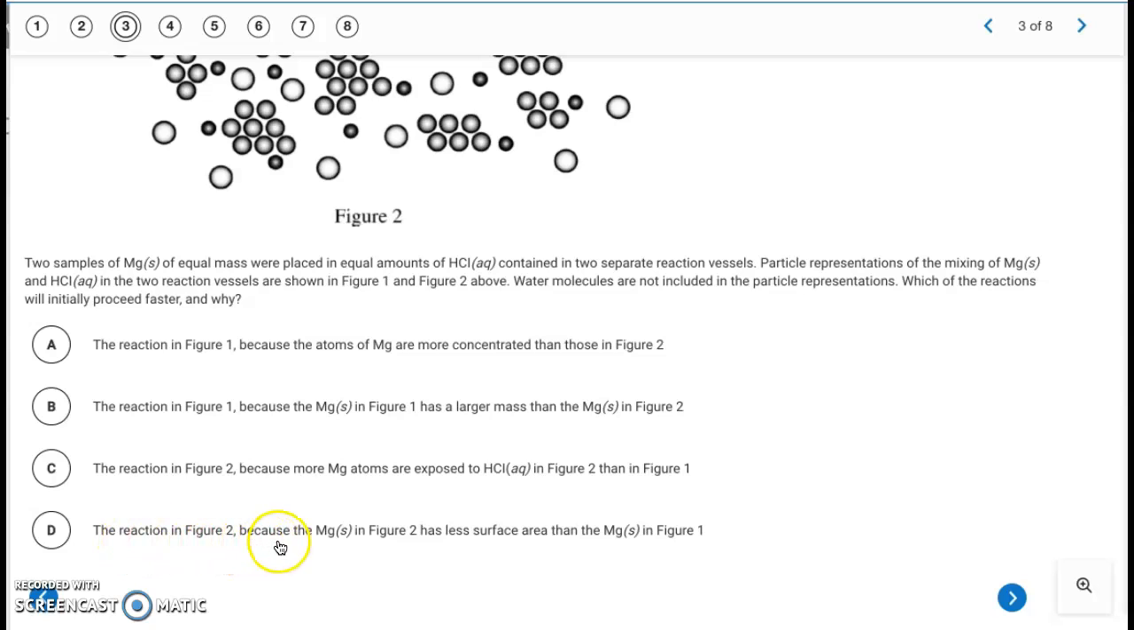D also says figure 2, but it says it has less surface area. That's backwards. It has more surface area than figure 1. So the answer is letter C.